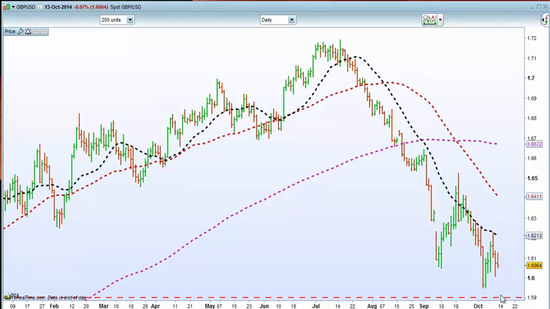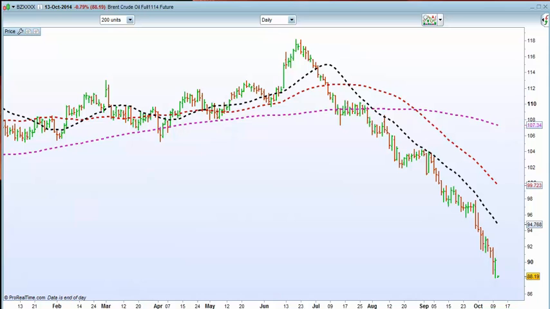Now let's go over to bearish. Looking at the sterling dollar market, we can see the sterling dollar market is closing below the 20-day, 50-day, and 200-day moving averages. So we would say that all three trends, short-term, medium-term, and long-term, are bearish or down.